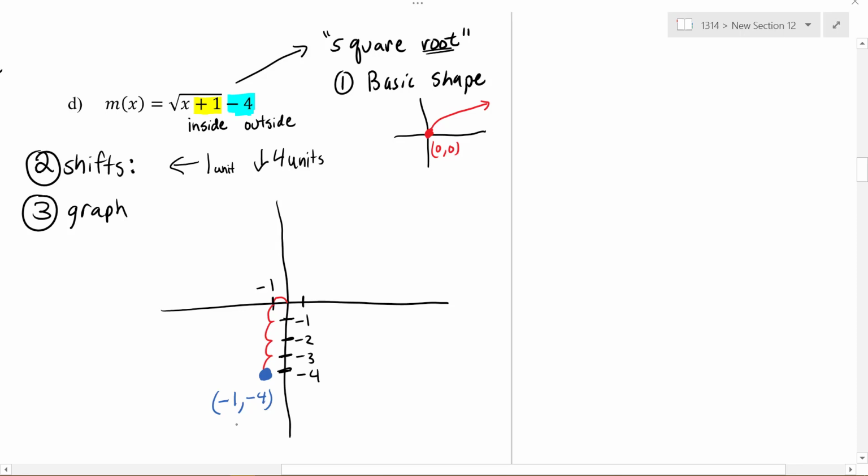Alright, once we have our shifted origin point labeled, now I'm going to draw in the basic shape. So in step 1 I have that basic shape, and so I know I'm going to curve up and to the right of that shifted origin point.